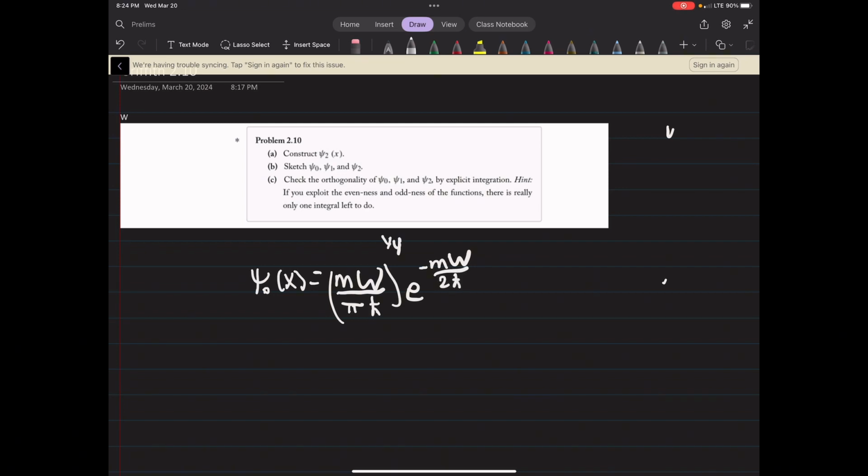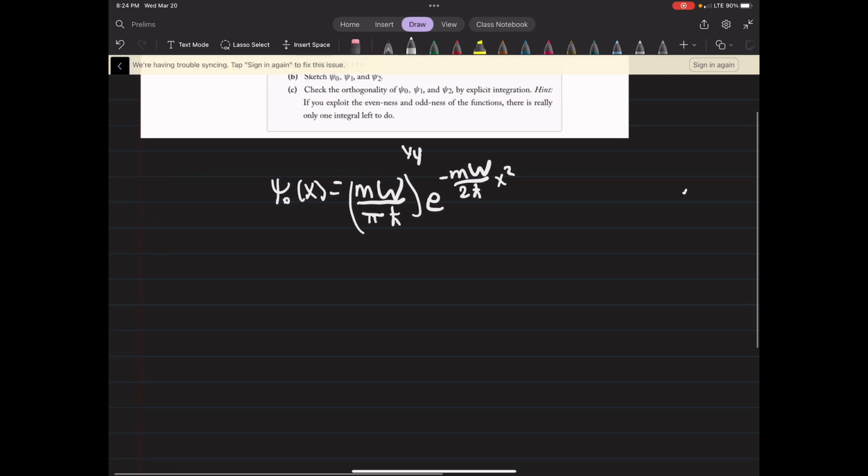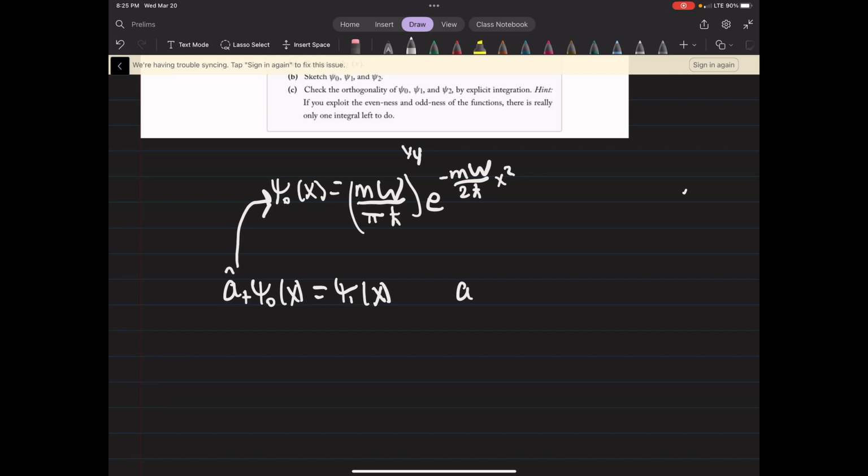Omega over 2 h bar x squared. And our ladder operator that acts on our ground state will bring us psi 1 of x. So we're going to operate with the ladder operator to get psi 1, and then have the ladder operator act again on psi 1 of x to get psi 2 of x.